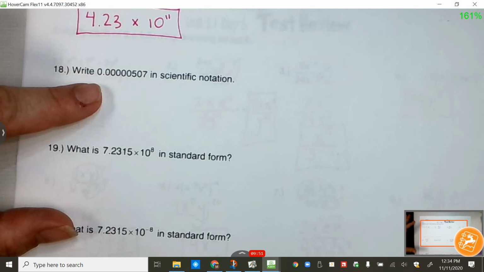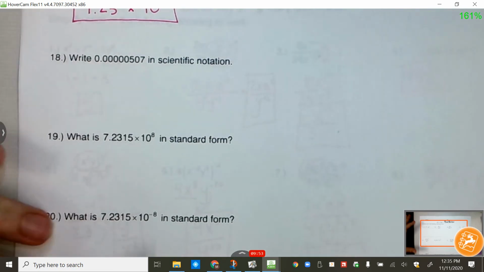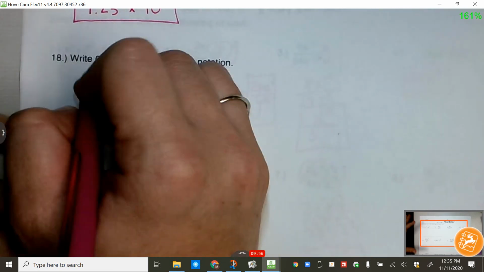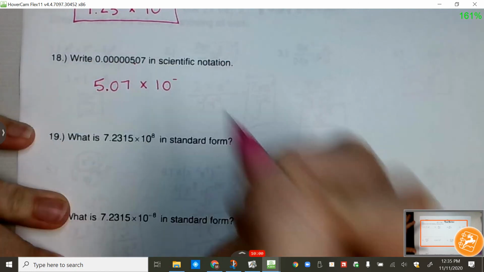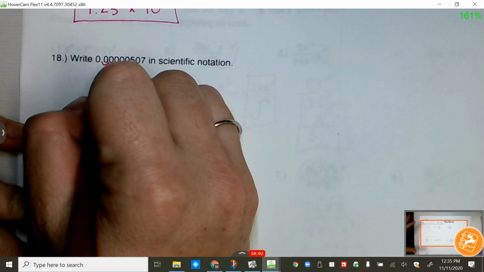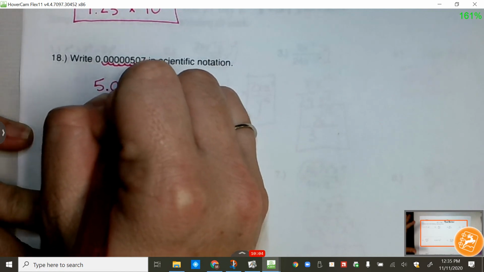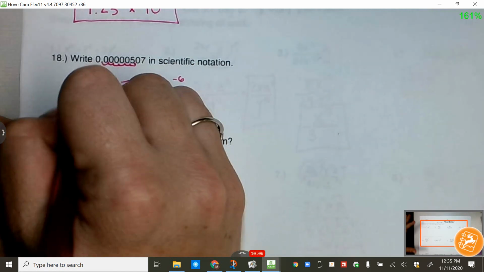Now this is a super small decimal, so I know I have a negative exponent. So I am going to have 5.07 times 10 to the negative something. So 1, 2, 3, 4, 5, 6. So 10 to the negative 6.